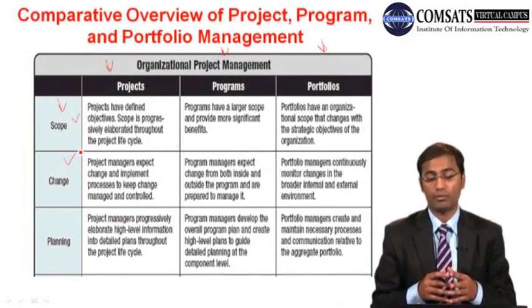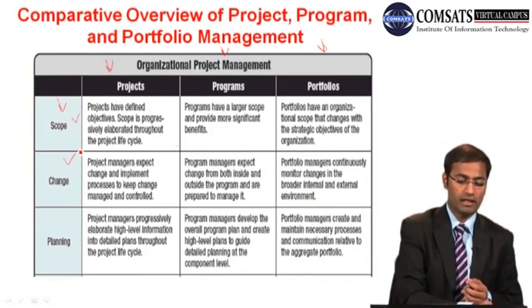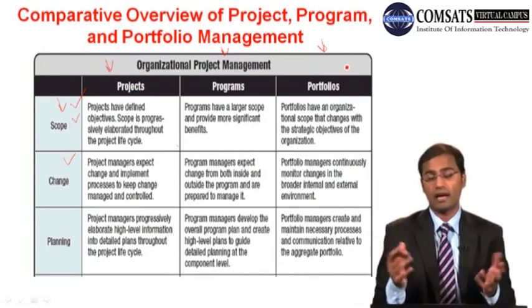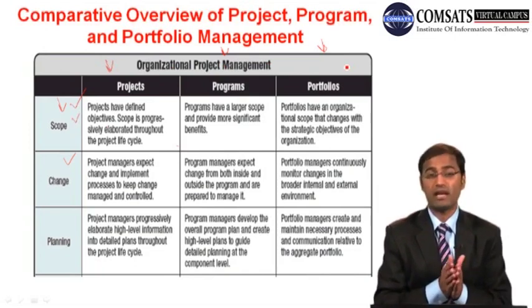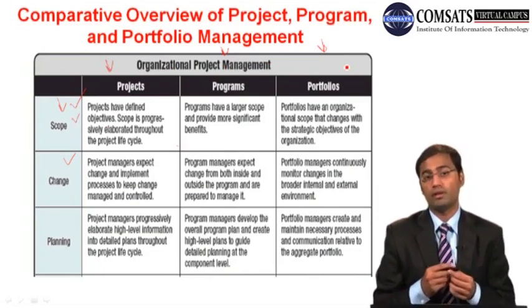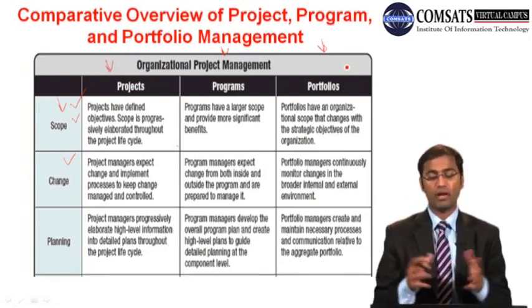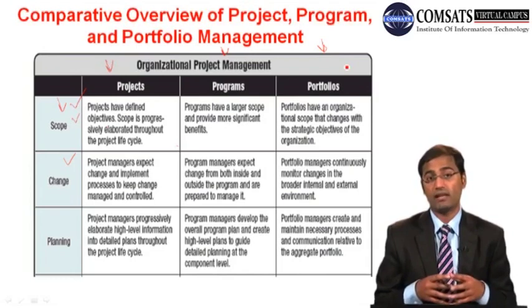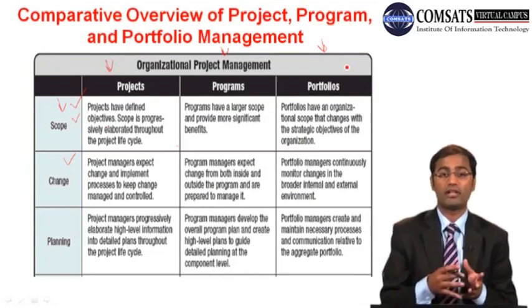Now a comparative statement between project, program, and portfolio. Over there we have scope, change, and planning, and we have projects, programs, and portfolio. Let's summarize all that we have discussed. As far as scope is concerned, projects have defined objectives and defined scope. Scope is elaborated progressively throughout the project life cycle, whereas programs have larger scope and provide more significant benefits, whereas portfolios have an organizational scope that changes with the strategic objectives of the organization.